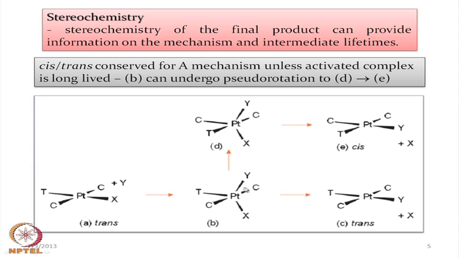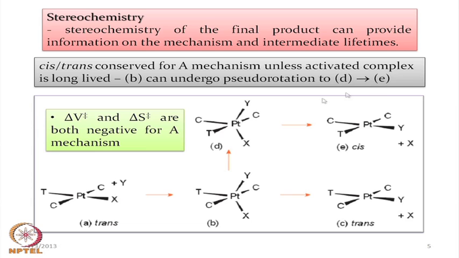But if the activated complex, the trigonal bipyramidal complex, is a long lived species, the B can move to D and ultimately D will give rise to the cis product. That is why the D is transforming to E. In this particular case, we can also measure the volume of activation and entropy of activation for changing from the square planar geometry to trigonal bipyramidal geometry. Both of them are negative, which again supports the associative mechanism. That means this mechanism is typically associative in nature, not dissociative.